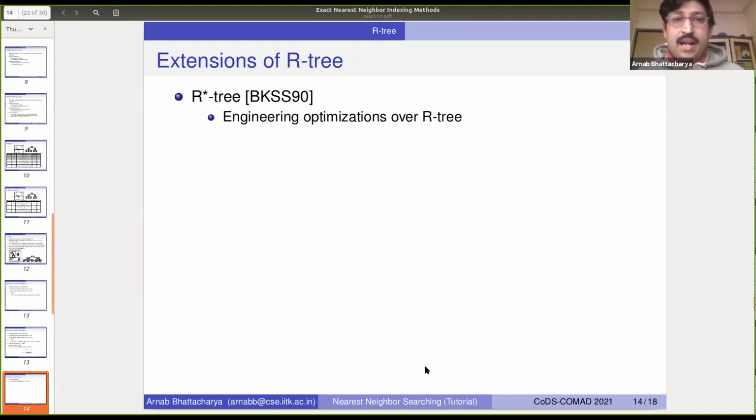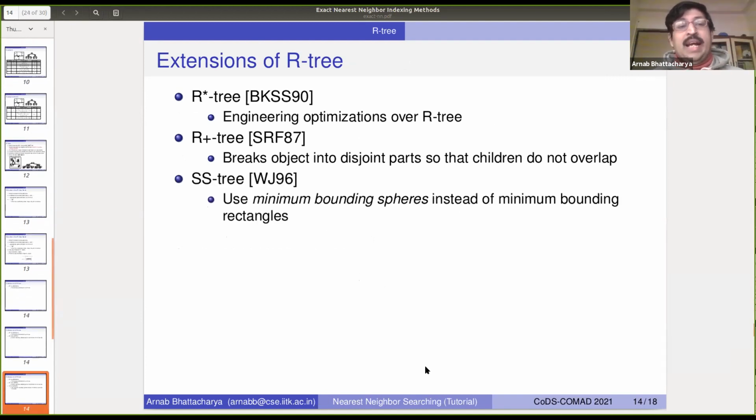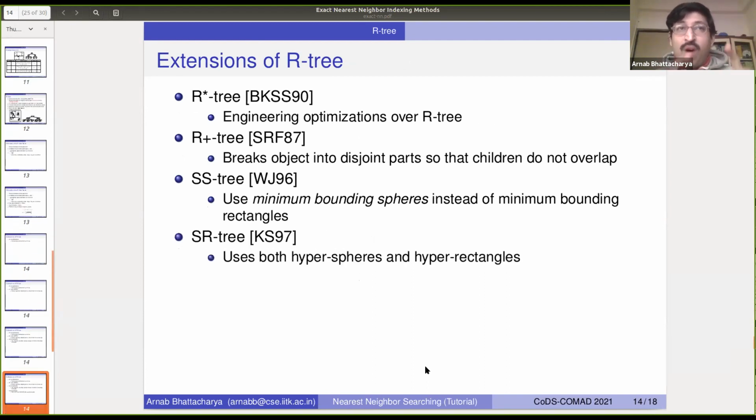Great. Okay, and for R trees, there are multiple extensions. R star tree, this is some engineering optimizations. R plus tree, they break the objects such that the children do not overlap. That is the design choice. Then there is this very nice set of ideas called SS tree and SR tree. They say that, oh, why this have to be minimum bounding boxes and why not minimum bounding spheres? Fair enough. So you can use them and you can get other kind of structures. So here the idea is that instead of one box encompassing all the other boxes, a larger sphere must encompass all the other spheres. But that's the same idea.